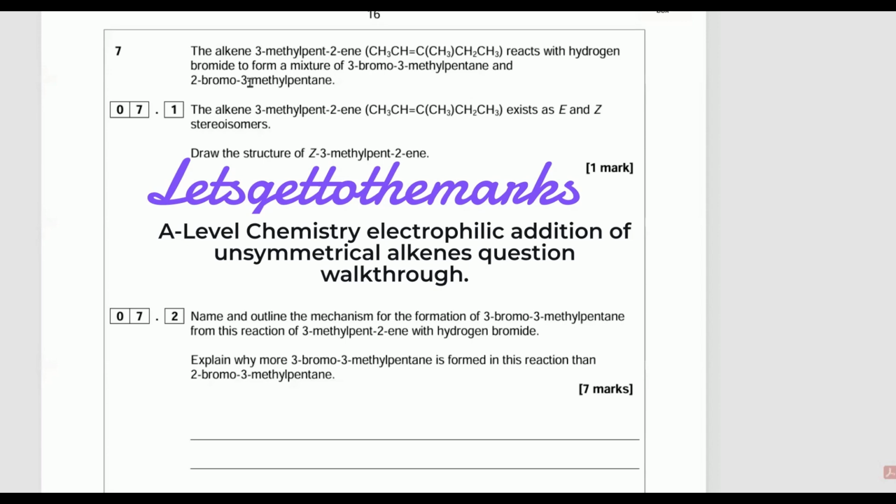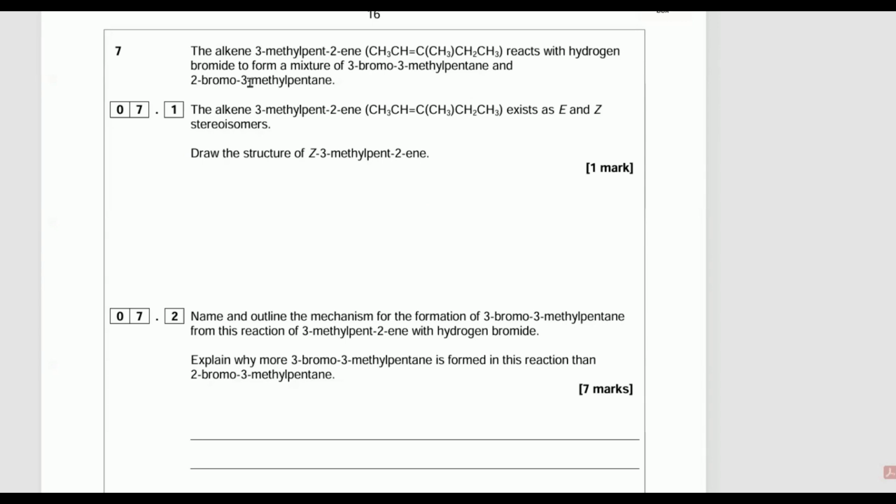Okay, welcome to Let's Get to the Marks. Going through electrophilic addition of alkenes, looking at the electrophilic addition of unsymmetrical alkenes to form a minor and a major product. All right, let's get into it.